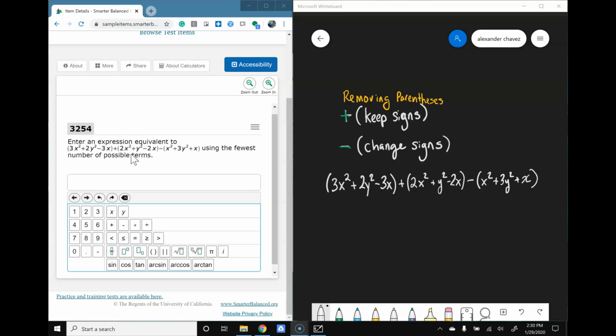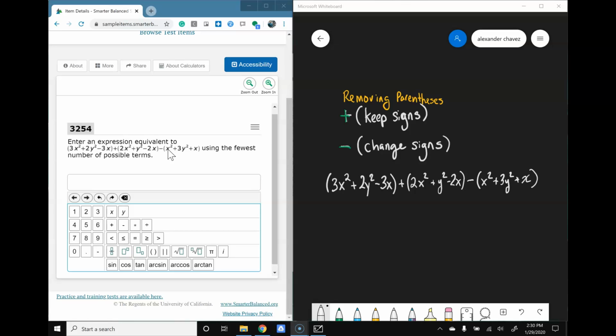Okay, so what this problem really wants us to do is take a look at these three expressions, where the first one is being added with the second one, and then we are subtracting the third one. These three different expressions have a lot of terms inside of them. We basically need to open these expressions up so that we can combine like terms, which will give us the fewest number of possible terms.